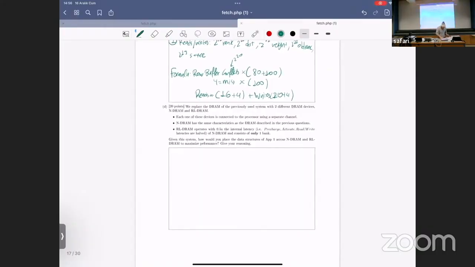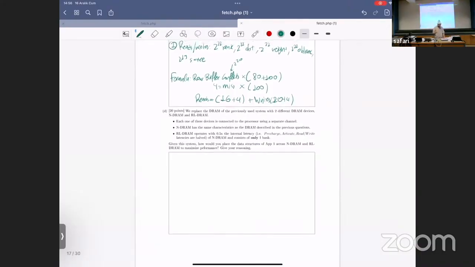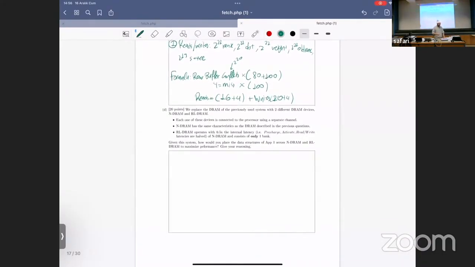So we need to replace here the DRAM of the previously used system with 2 different DRAM devices, NDRAM, normal DRAM, and RL DRAM, reduced latency DRAM. Each one of these devices is connected to the processor using a separate channel. NDRAM is the one that we used before. And RL DRAM operates with half the internal latency. For example, precharge, activate, read-write latencies are half of NDRAM, but it has only 1 bank compared to the 4 banks of the previous DRAM. And it says here, given this system, how would you place the data structures of UP1 across NDRAM and RL DRAM to maximize performance?